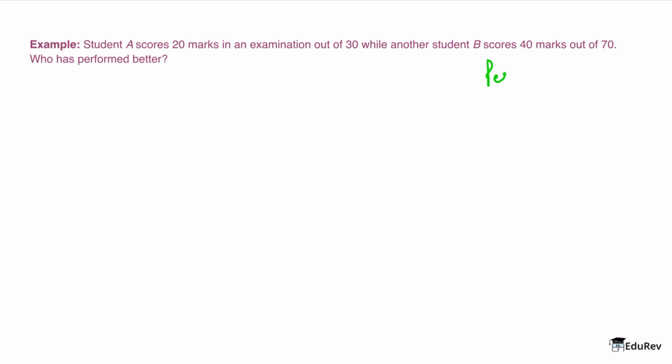So what we are going to do here is, just by considering the marks as 20 and 40, we cannot get a clear picture of the actual performance of the two students, as I've told you. So in order to get a clearer picture, we consider the percentages of the marks.